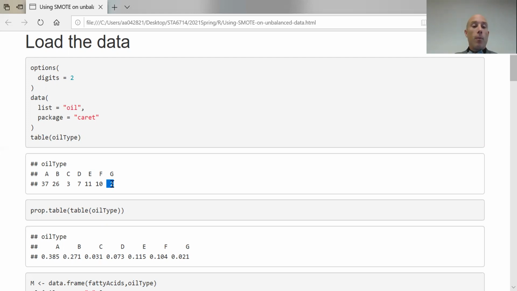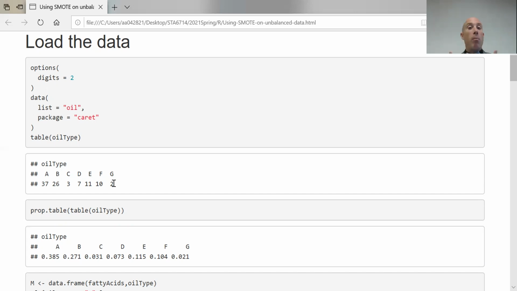Now, one option that I would have, if it's appropriate for the problem I'm working on, would be to bin G with another level that I know, using subject matter knowledge, is similar. That might work. That may not be possible for the situation that I'm in. And so then what do I do?